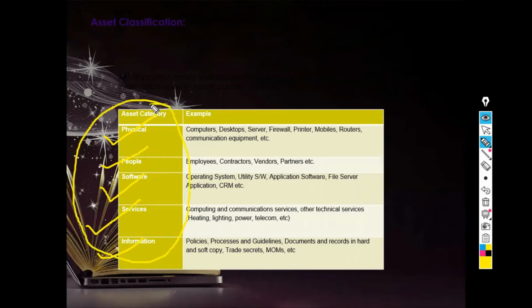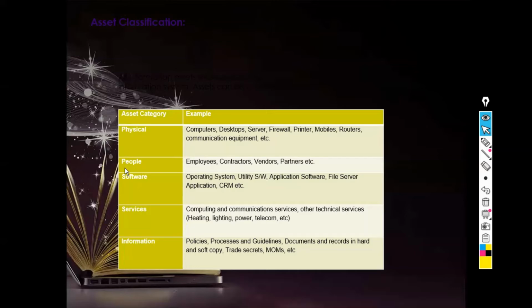So first we need to identify our asset. Then we need to categorize our assets. What would be the category of the asset? When we are talking about the physical assets, your computer, desktop, server, firewall, printers, mobile, communication devices, equipment, etc. will come under the physical assets. In the people related assets, employees come under people assets. Contractors, vendors, and partners would also come under your people related assets.